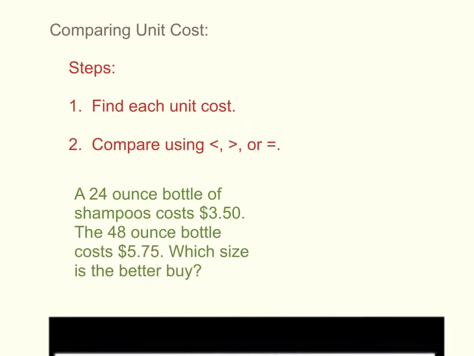A 24-ounce bottle of shampoo costs $3.50. The 48-ounce bottle costs $5.75. Which size is the better buy? So to find my unit cost for each one, I need to set up my rate. So I'm trying to find out which is the better cost per ounce. So I had to take my 3.50 and divide it by 24. When I do that, I get that it costs approximately 15 cents per ounce.